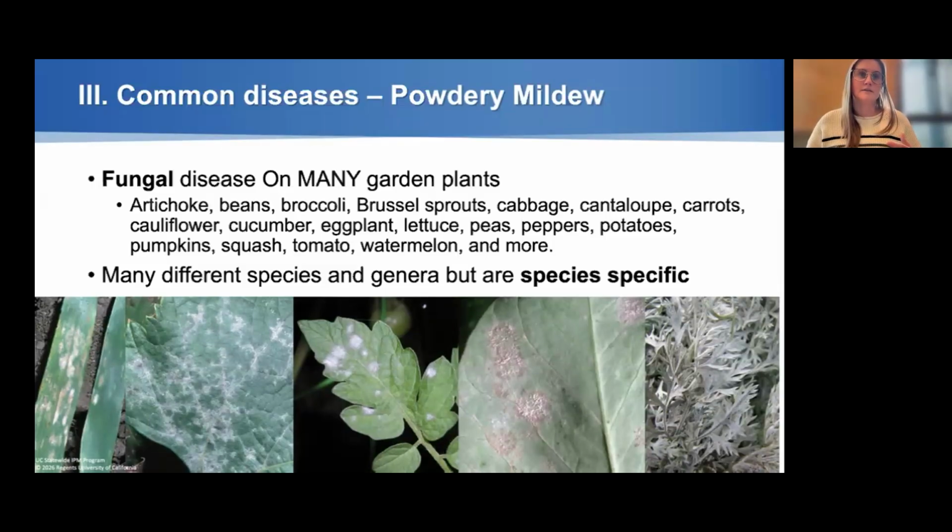Oftentimes, while powdery mildew is a broad name for a disease, it is caused by specific fungi that may be very host specific. So they may infect only a single host species, or they may infect a group of similarly related host species. And the disease itself, the typical symptoms or signs, really, in this case, is that white powdery film that is on generally the tops or bottoms of the leaves.